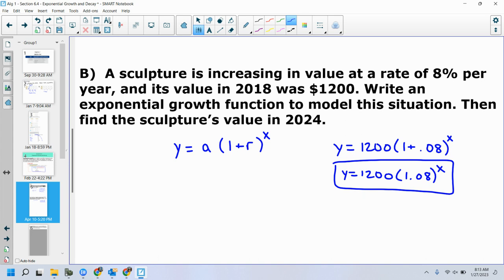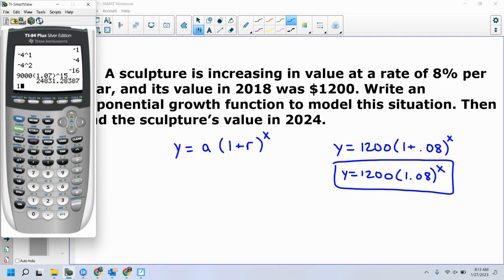Okay. Now it says find the value in 2024. Okay, what's my exponent? What's going to be my exponent, Zach? 6. Because it was 2018 and now it's 2024, so 6. 1,200 times 1.08 to the 6th, which is going to get me 1904.25, or in nearest whole value, 1904.